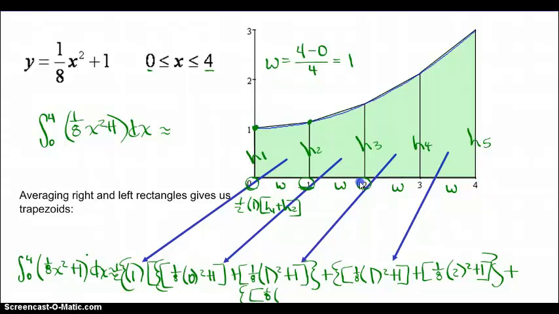1/8 times height 3 comes from an x value of 2. Height 4 comes from an x value of 3. And there's the sum of height 3 and height 4. This is height 3, there's height 4. It's going to be height 4, height 5. So 1/8, height 4 came from x equal 3, and then height 5 is at x equal 4. So there are all of our heights. There is the trapezoid sum, or the trapezoid rule, that approximates the area trapped in the plane.